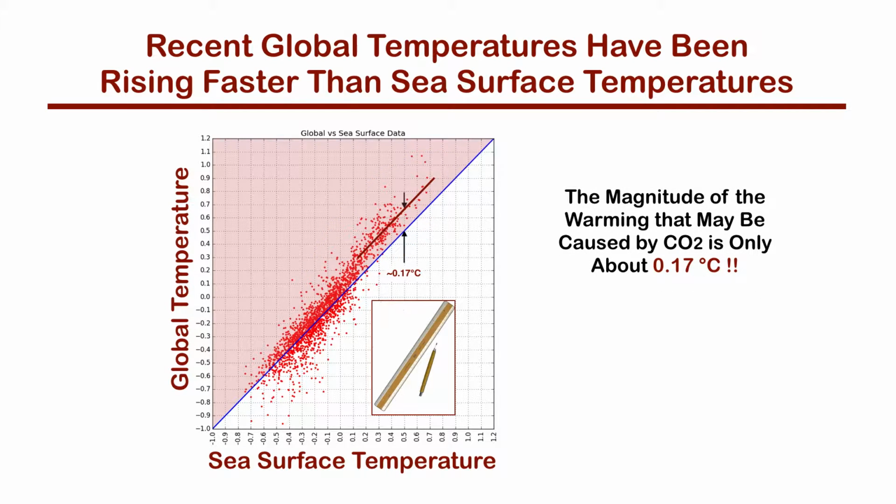Okay, so it's time now to get out our analytic tools, the ruler and the pencil, to draw a straight line through the anomalous data points. And you can see then, based on this sophisticated analysis, the magnitude of the warming that may be caused by CO2 is only about 0.17 degrees centigrade.